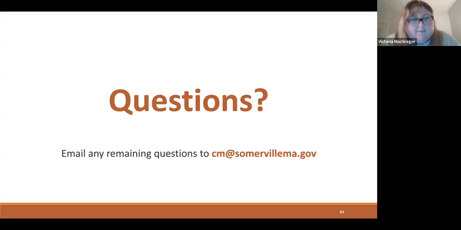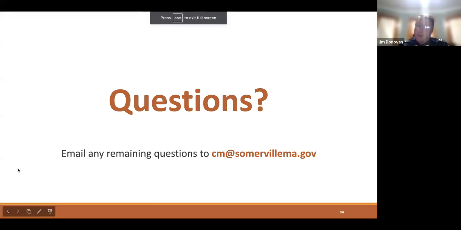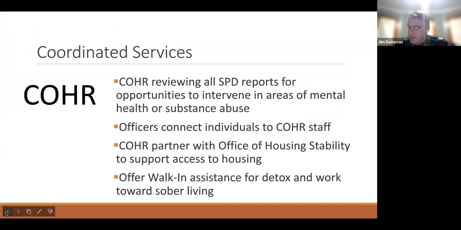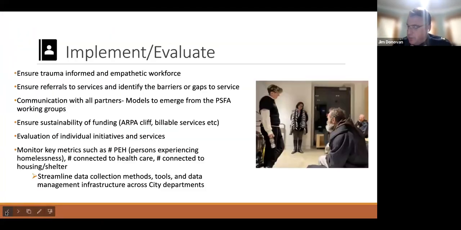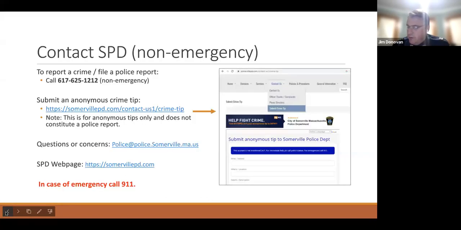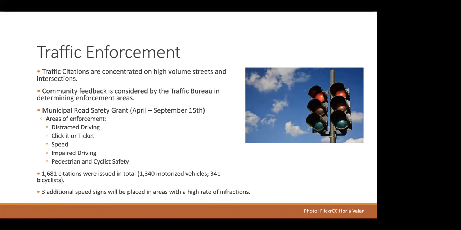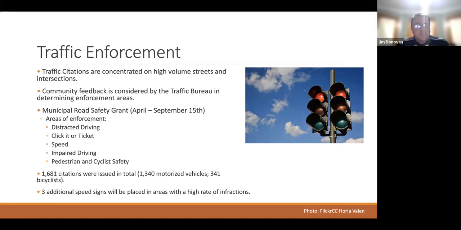Grace, if you wouldn't mind going back to the... No, I have it right here. We can bring it up too, Victoria. That's fine. There wasn't all citations written by the police department, just with that municipal safety road grant, there were 1,681 citations issued in total. 1,340 were for motorists and 341 for cyclists. Okay, so on that grant, 340%... So that's about not quite 20%. It's something like 15% for cyclists. Yes. Not great at mental math.